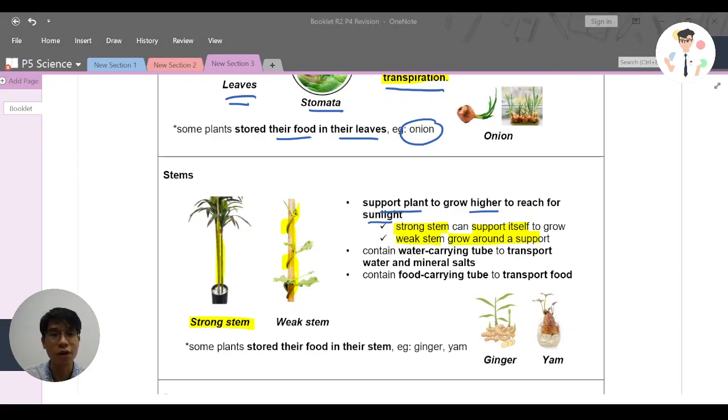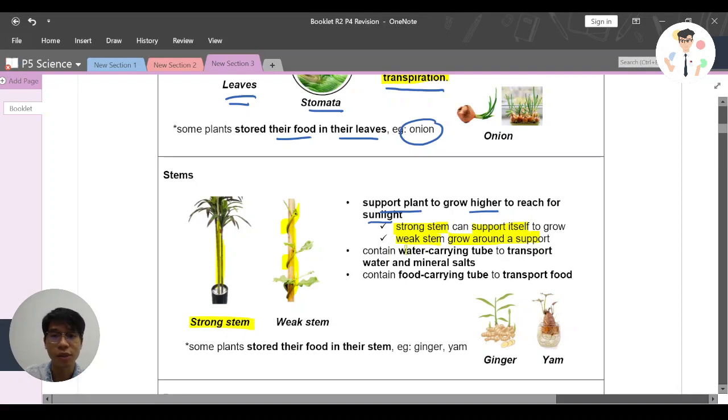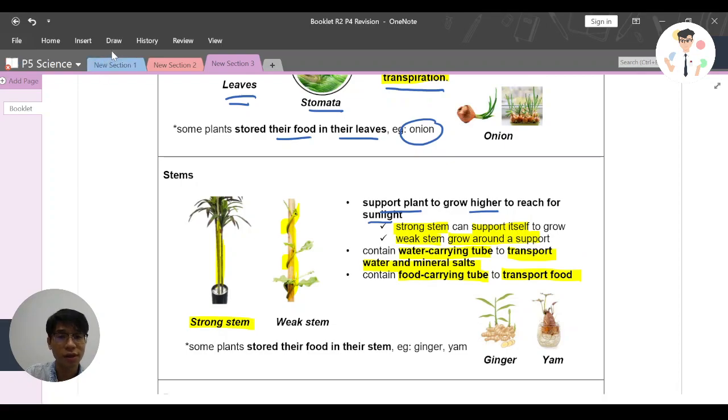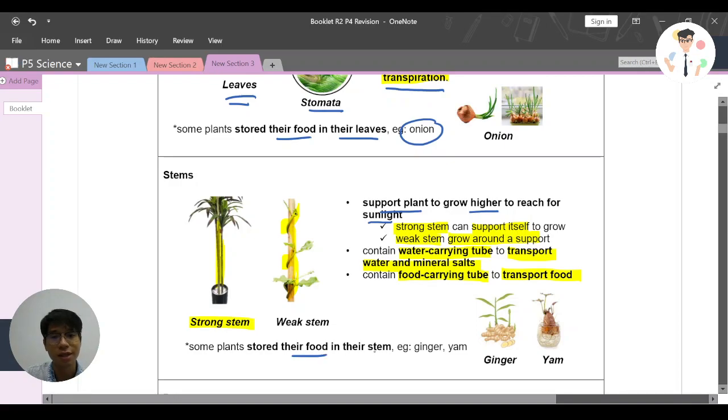In this stem, it is very important for you to remember it has something called the water carrying tube and the food carrying tube. In PSLE, you don't need to know the names of these carrying tubes, but you must know the function. The water carrying tube, as the name suggests, transports water and mineral salts, and the food carrying tube transports food to the whole plant. There are also some plants that store their food in their stem. For example, we have ginger and yam, as you can see from the pictures here.